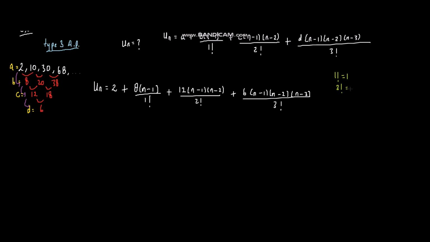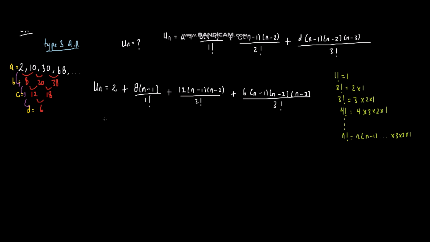2 factorial is 2 times 1. 3 factorial is 3 times 2 times 1, 4, and so on. It's basically multiplying the numbers in descending order. Okay? 4 factorial is 4 times 3 times 2 times 1, like that. And n factorial is n times n minus 1 all the way down to 1. Okay, so it's descending. So that's what a factorial is.